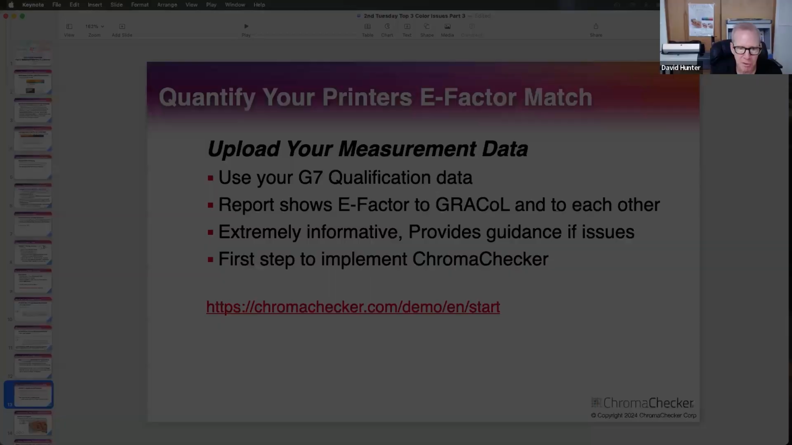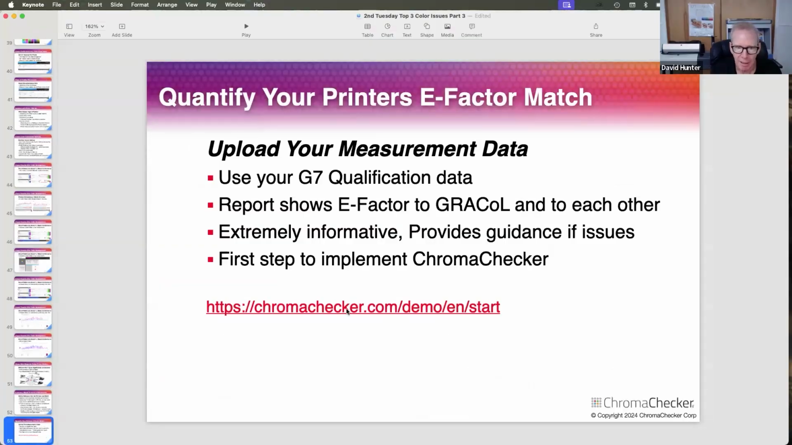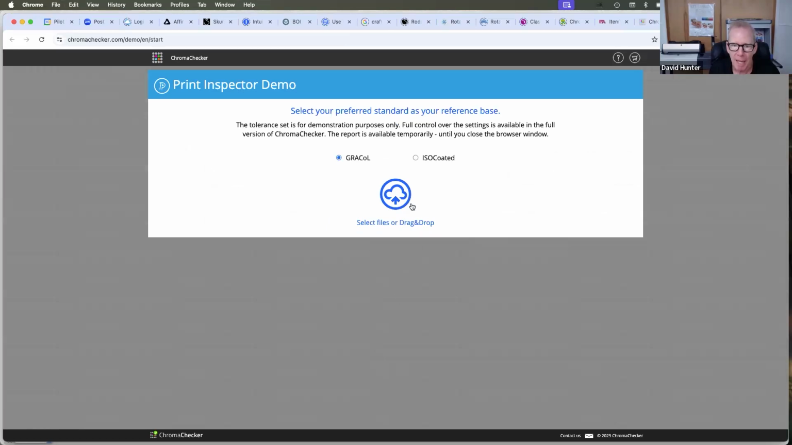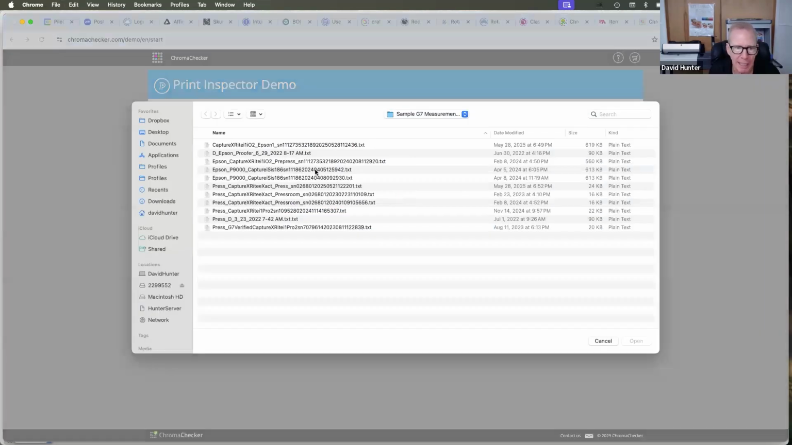I'm going to quit out of this presentation. This link allows you to use any measurement data you have, as long as it's CGATS, SVF, CXF, any of these formats should work. If it doesn't, email me and we'll get it to work. So the way this works is you drag and drop your files into this. So I'm clicking here and I'm going to sort my data.